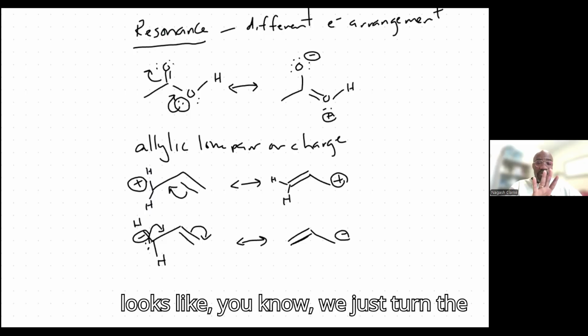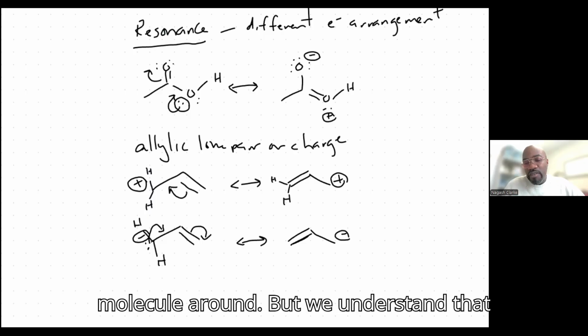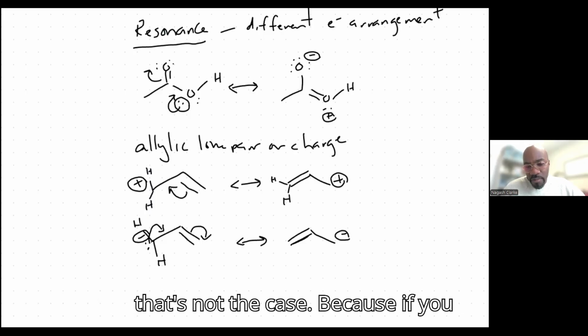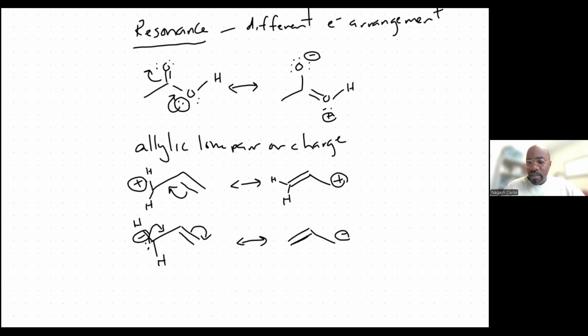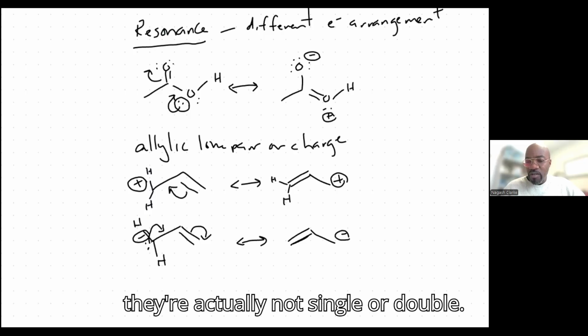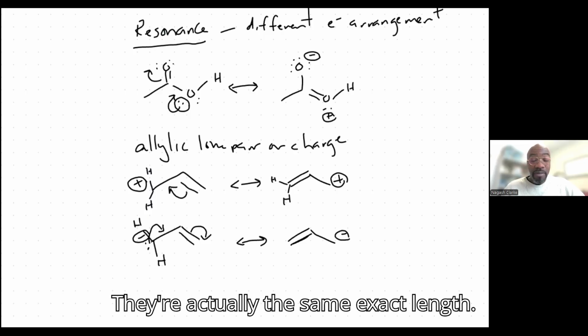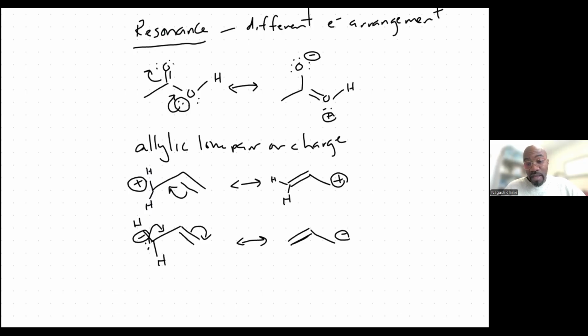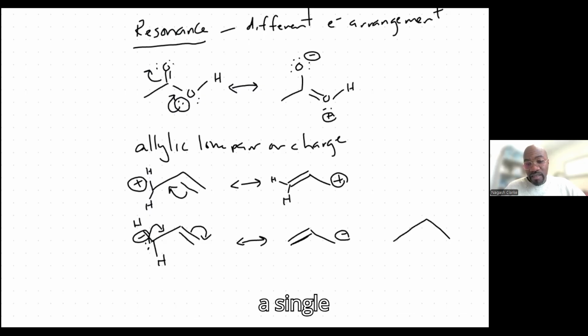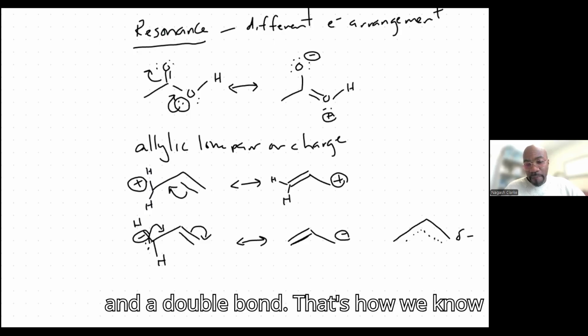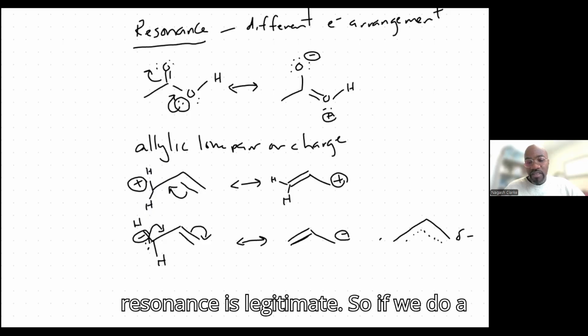So it looks like we just turn the molecule around, but we understand that that's not the case because if you measure the bond lengths, the single bond length here and double bond length, they're actually not single or double. They're actually the same exact length, and they're somewhere in between a single and a double bond. That's how we know resonance is legitimate.